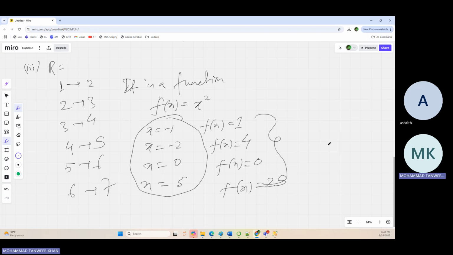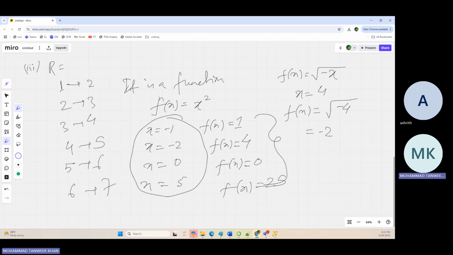Now, another example. If f(x) equals root of minus x, is this a real valued function? Let's check. Suppose I am giving the value of x equals positive 4. Then f(x) will be how much? Root of minus 4. Can you tell me the value of root of minus 4? Minus 2, right?